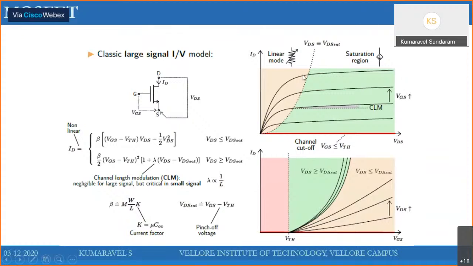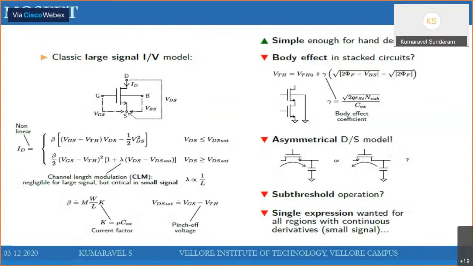In deep submicron, if you observe this graph for CLM, channel length modulation, the current would be constant, but due to channel length modulation, you will have a slope. Due to which the drain current equation is given as 1 plus lambda VDS. Body effect will come into effect if two transistors are stacked one above the other.